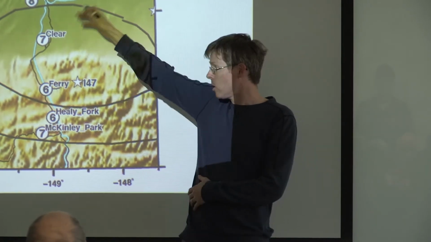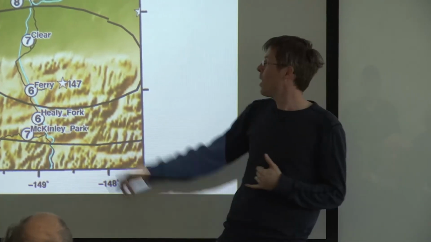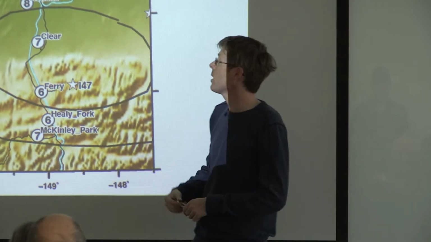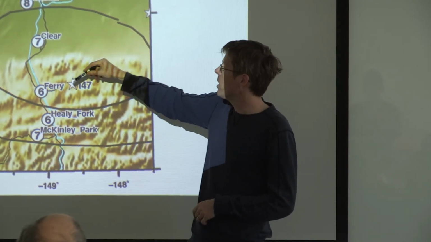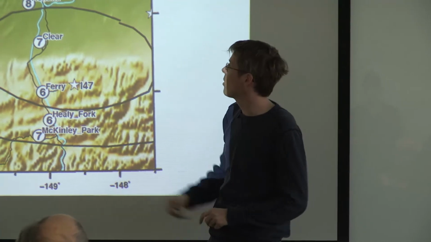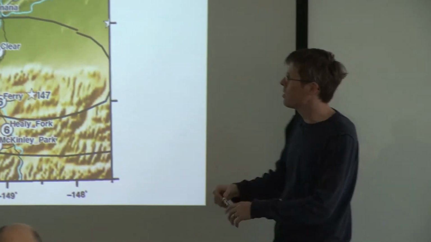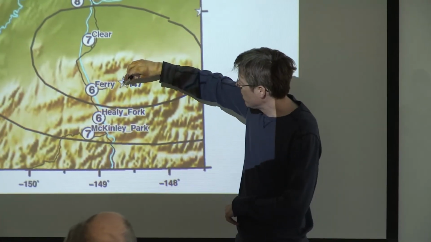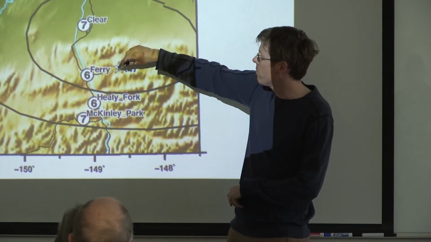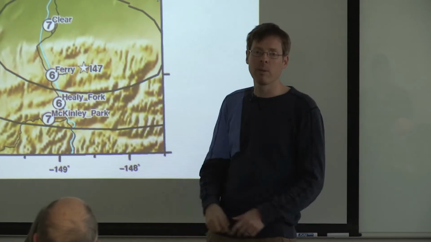So the fastest way is to go, who shook the strongest? You know, what happened in Nenana? What happened in McKinley Park? And so they're actually trying to get that information directly from these shaking reports. And so these contours show where they think the shaking intensity was strongest. This is the epicenter derived from global seismic data.